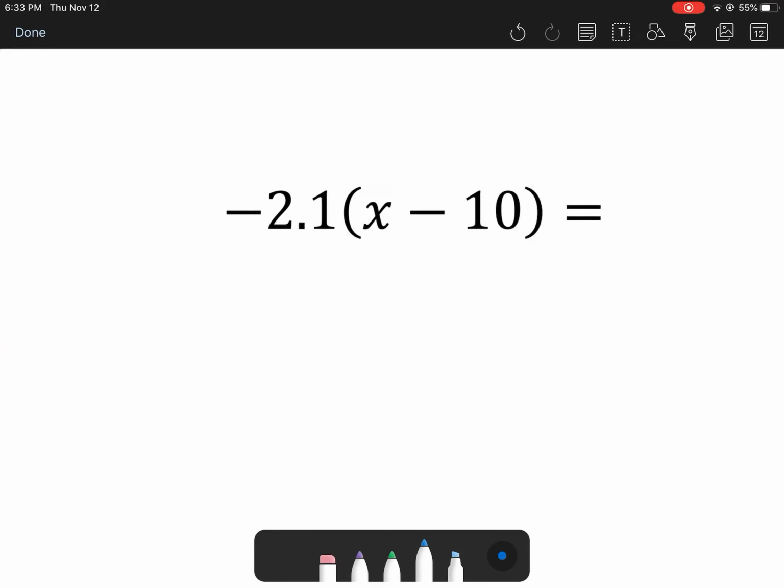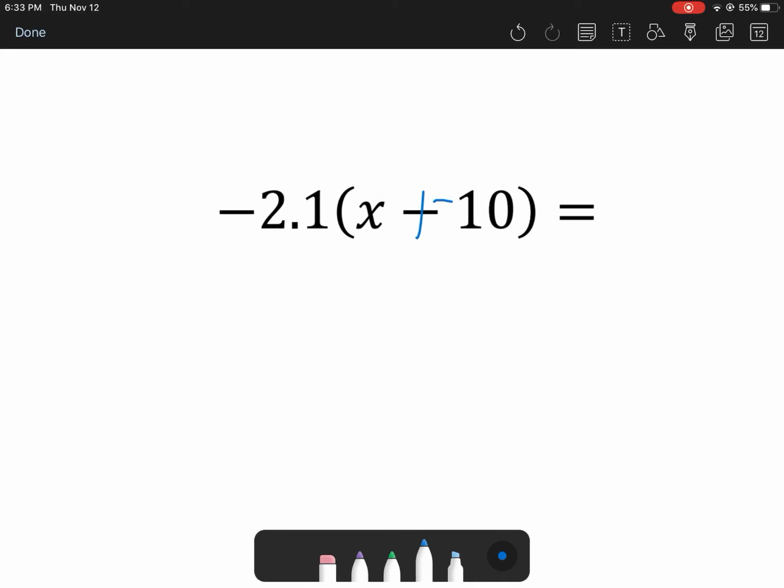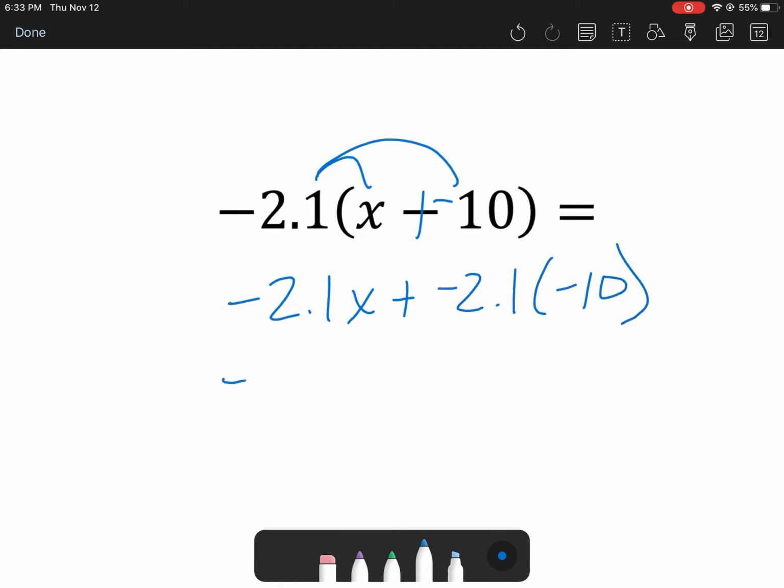And then this last one together. Again, LCO first. Taking the negative 2.1 and distributing to the first and second term. I have negative 2.1x plus negative 2.1 times negative 10. First term stays the same. Negative 2.1 times negative 10 is equal to positive 21.